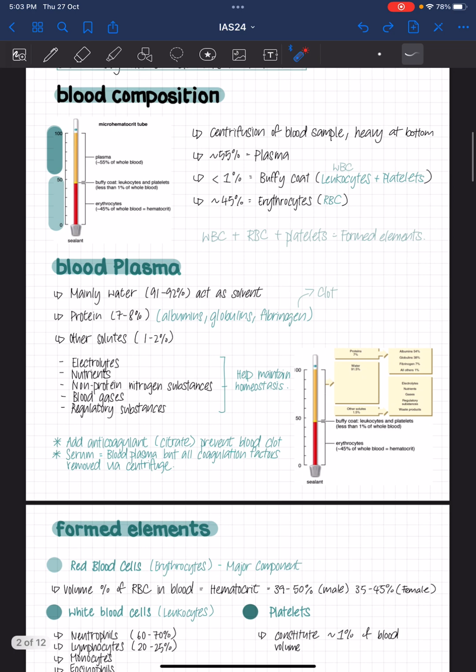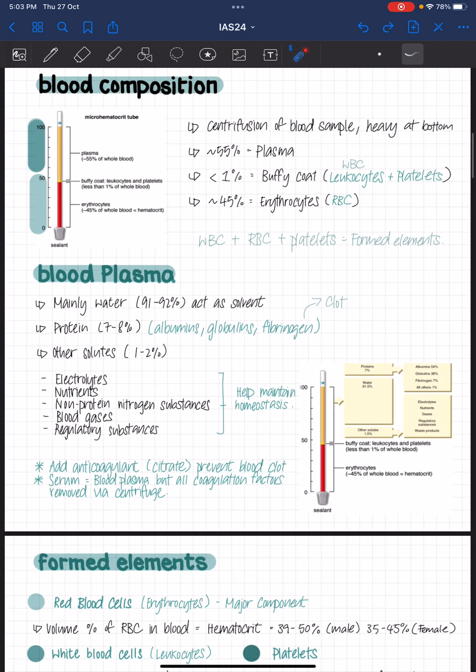So first of all, a blood sample is composed of plasma, which makes up about 55% of it. It's the mainly water, liquidy part of the blood. Then we have the buffy coat, which contains white blood cells and platelets. Platelets are blood fragments. Leukocytes are white blood cells, which contribute to the immune response. Then we have 45% of the blood, which contains the erythrocytes, which are just red blood cells.